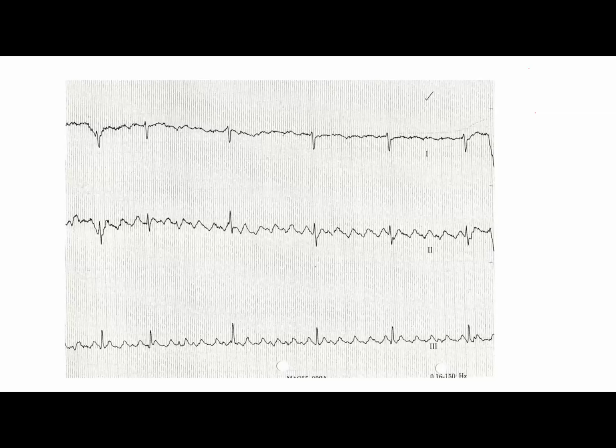To decrease the SA node firing. We are trying to reduce the rate. Okay. What else can we use? Calcium channel blocker. Okay. In a hemodynamically unstable child, can we try anything else?